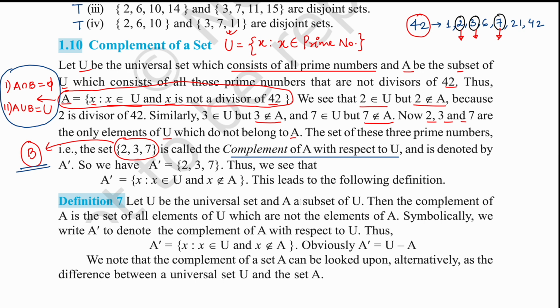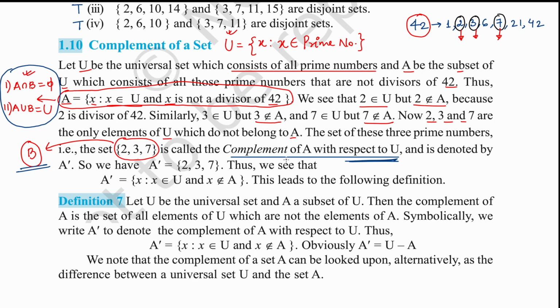Because complement is always found with respect to the universal set, right? So you need to have the universal set defined. And how do you define the complement? Two sets are going to be complements of each other if they follow these two properties. That means the intersection of the two sets should be a null set, and the union of the two sets should give you the universal set, right?